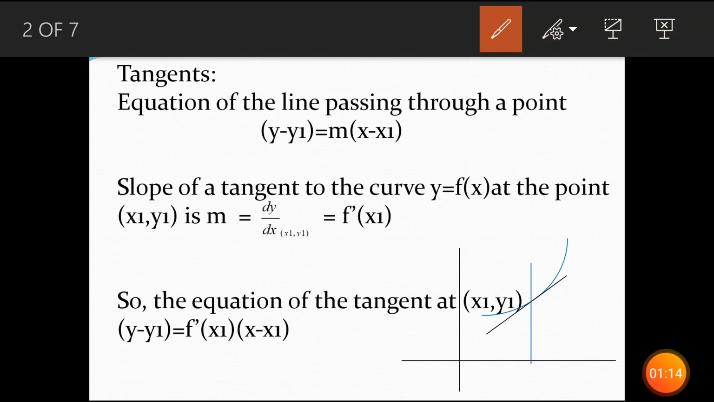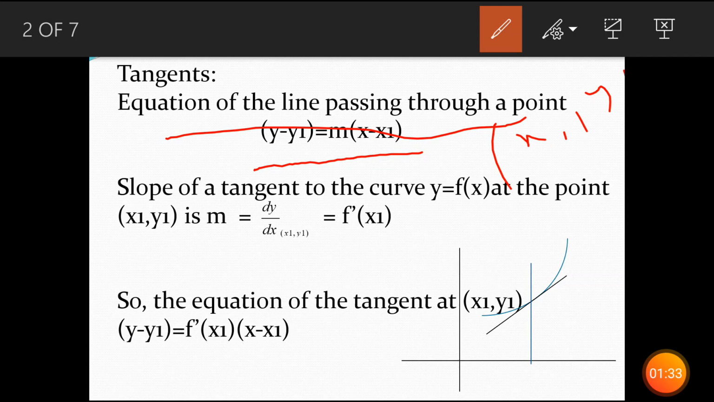Now how to form the line? For formation of the line we are going to use a few concepts that you have already studied in class 10th and 11th. What is the equation of the line passing through a point that you have studied in class 11? The form is y minus y1. If the point is (x1, y1), then the line is y minus y1 equals m into (x minus x1). And what is m here?